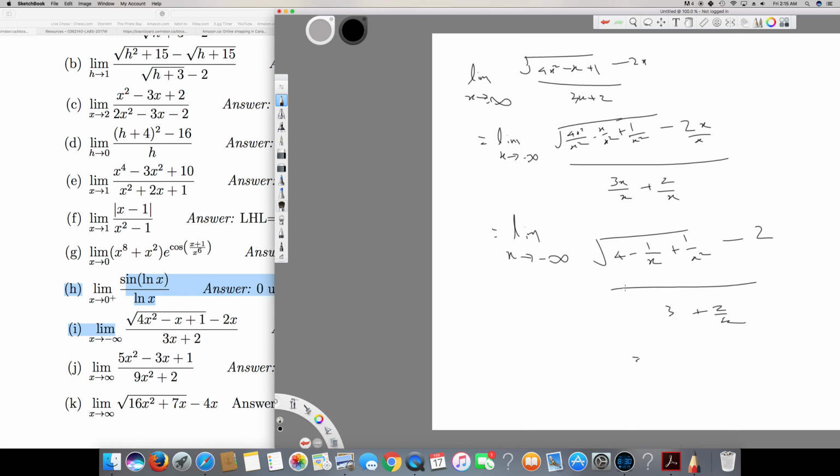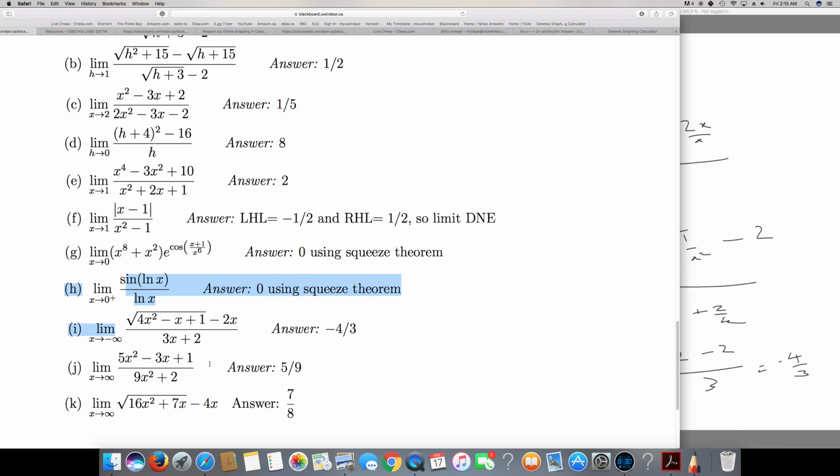So the answer is, now if I plug in the value, the square root of 4 minus 1 over negative infinity, which is 0. This value should be negative, right? 1 over negative infinity is 0, and 1 over x squared is 1 over negative infinity squared, that's 0. Therefore 4 minus 0 is 4. The square root of 4 is 2, and it's going to be negative 2 because it's approaching negative infinity. Negative 2 minus 2 over this, 3 plus 2 over negative infinity is 0. So 3 plus 0 is 3. So it's going to be minus 4 over 3. So that's the answer here.